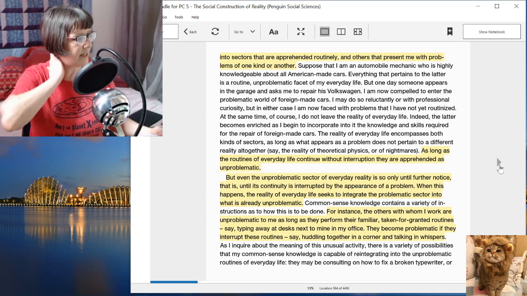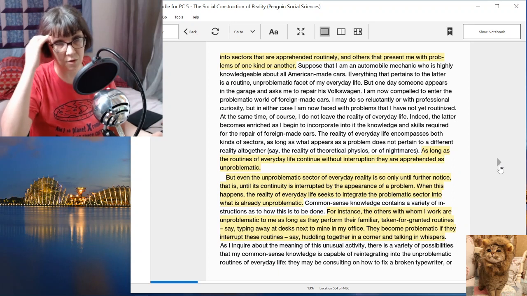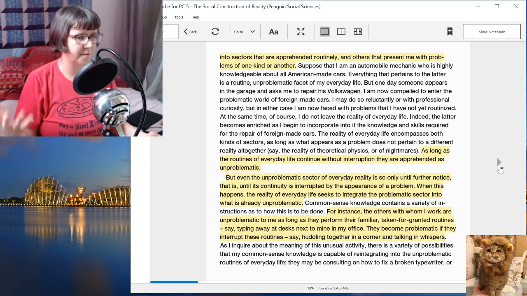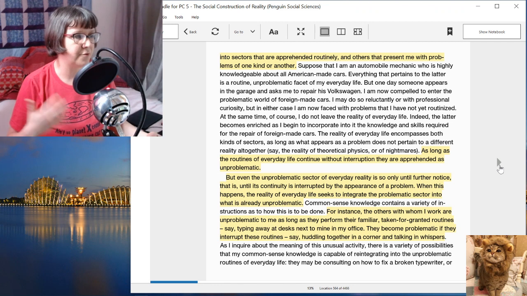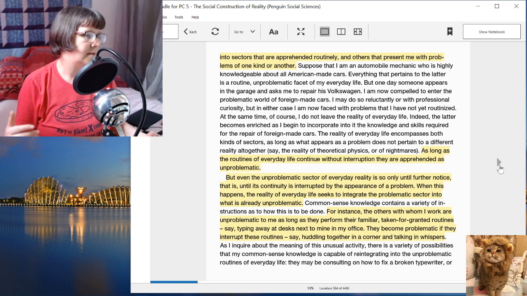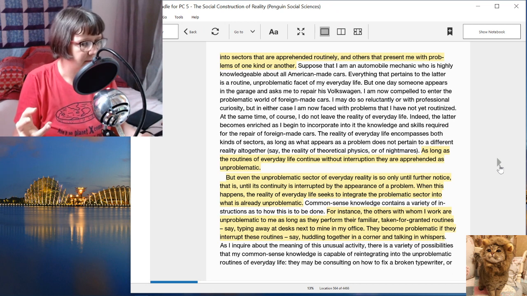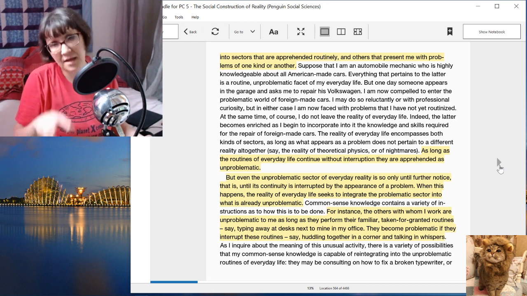Everyday life can be routine or it can have problems. Our everyday experience of reality can just go along smoothly or we can come into some sort of obstacle. And what they say is, as long as my routine continues without interruption, it's perceived as unproblematic. And when interruptions occur, people want to integrate the problematic into the unproblematic.